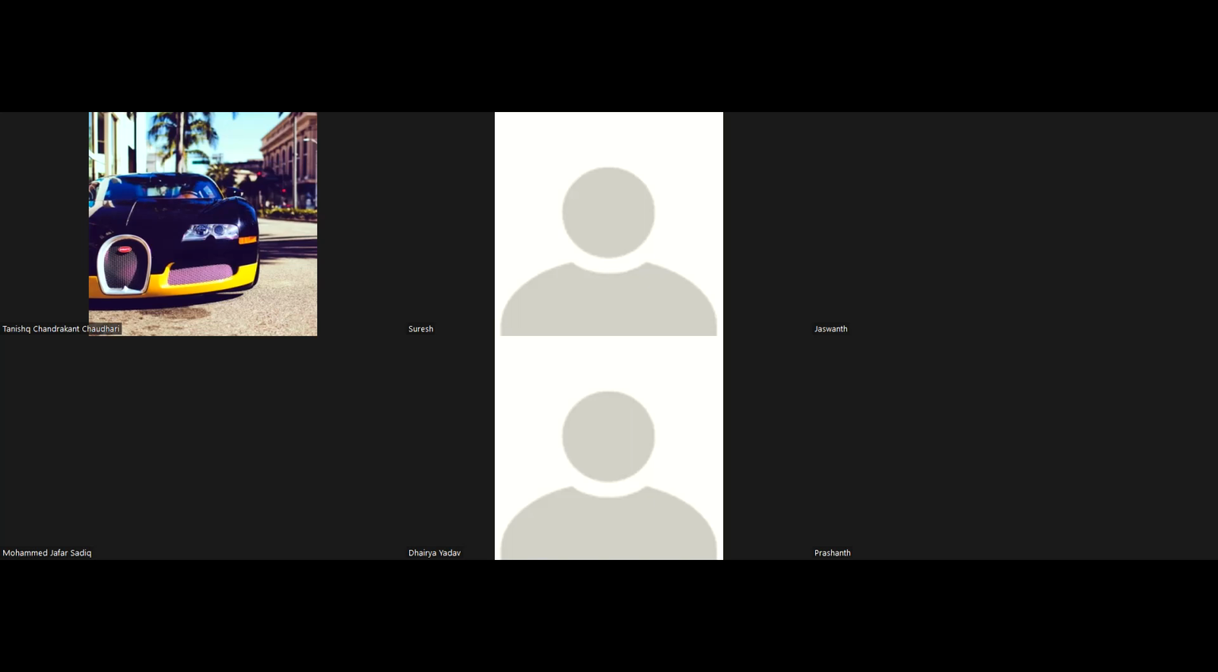Clear? Any doubts? Jafar, any doubt? Jashwant, any doubts? Jashwant, are you here? Good. What about Dhairya, Prashant, Mohammed? Any doubt, guys? It is simple only.